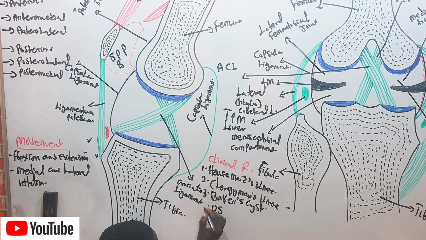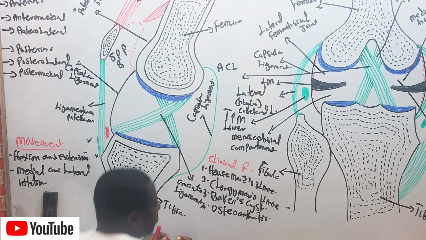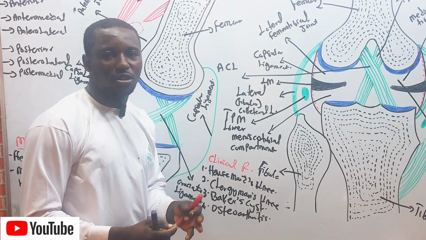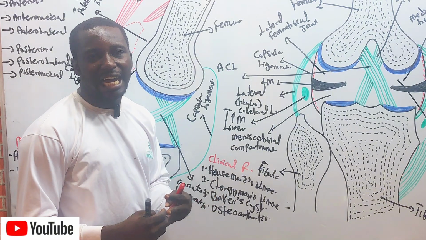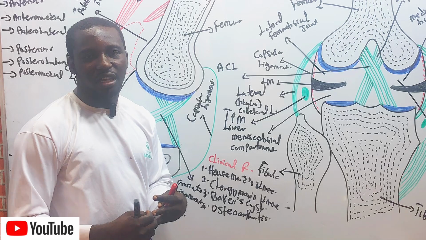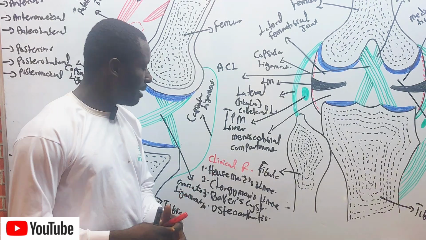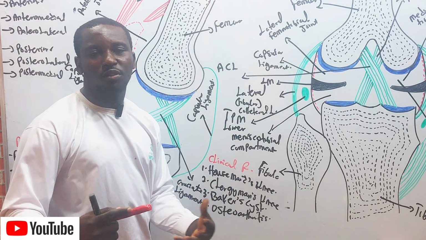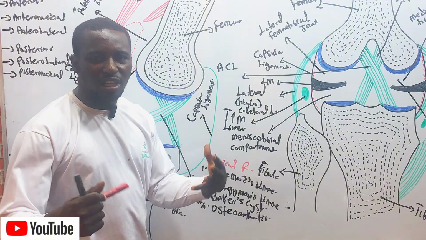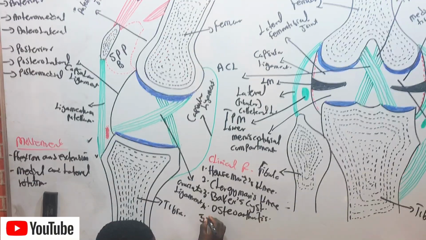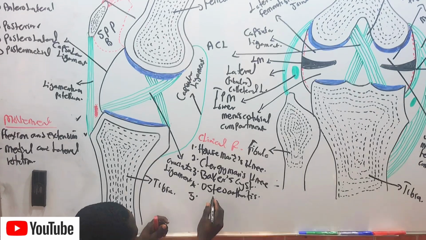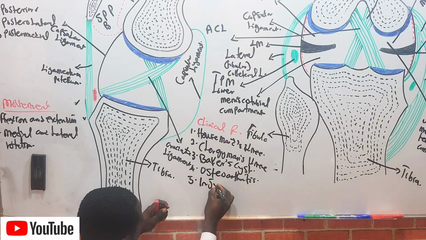Number four is osteoarthritis. Osteoarthritis simply means the degeneration of the articular cartilages of the knee joint. That is what it means by osteoarthritis, the degeneration of those articular cartilages of the knee joint.